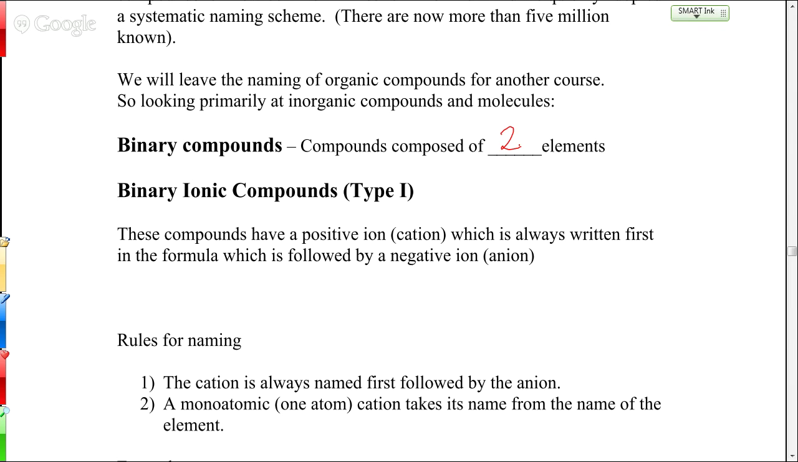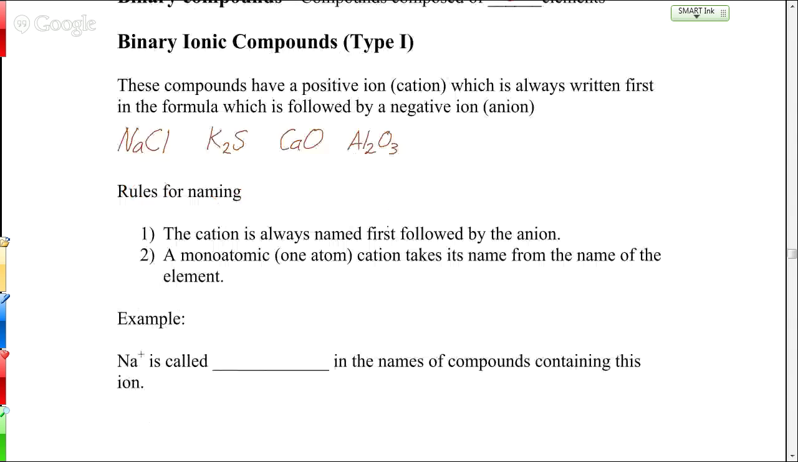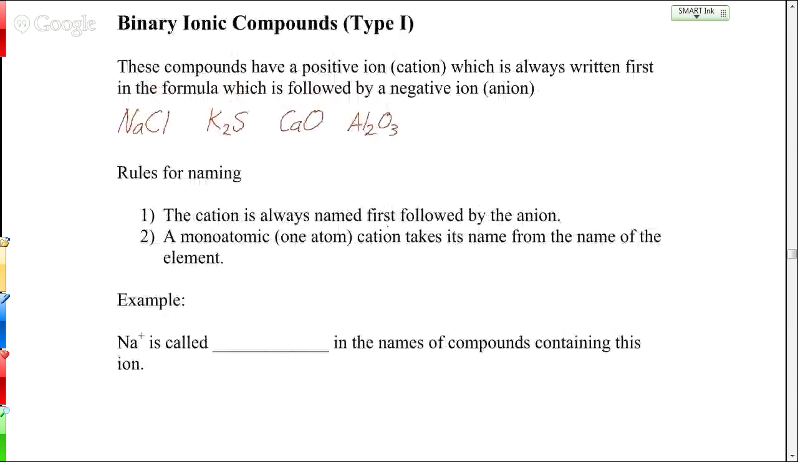So let's look at some. Here are some examples. We've got NaCl. You probably know that one. What's the name of that compound? Sodium chloride, right. I'm going to list a couple more. Potassium sulfide, calcium oxide, aluminum oxide. Let's look specifically at what the different ions are called in this type of situation.